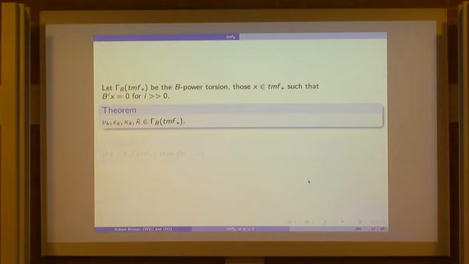If we let gamma b be the b power torsion here, there are a couple of general things we can say about this.